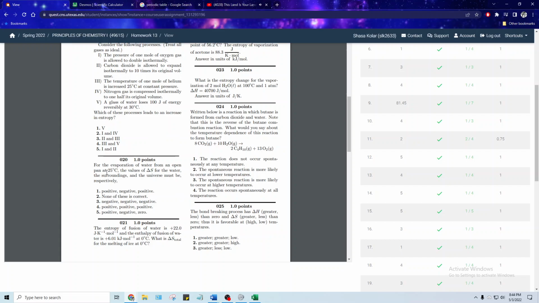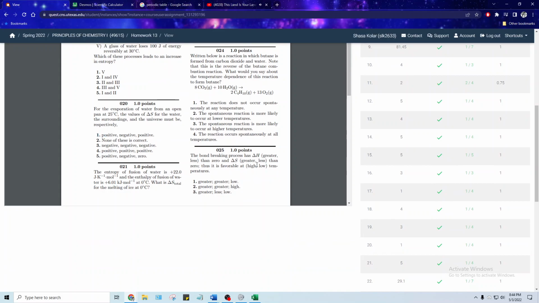This is happening, whatever the word is, it's happening all on its own. Spontaneous, there's a word. I can't remember that word for the life of me. Anyway, so it's spontaneous, so the delta S universe has to be positive. So positive, negative, positive. Number 1 is correct. That is correct. There we go.